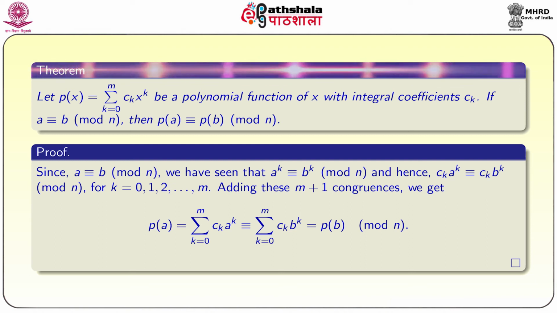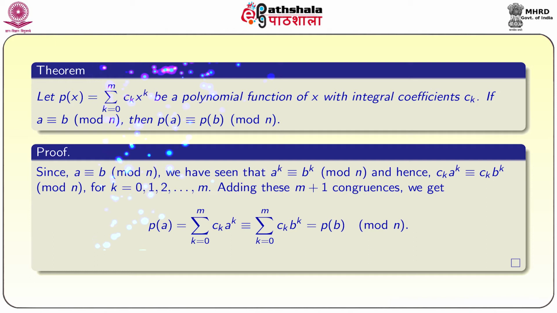Let p of x equal to summation k equal to 0 to m of c_k x power k be a polynomial function of x with integral coefficients c_k. If a is congruent to b mod n, then p of a is congruent to p of b mod n. It may happen that p of a is not equal to p of b, but p of a is congruent to p of b mod n. That means that n divides p of a minus p of b, or otherwise p of a and p of b will leave the same remainder if we divide by n. Now, we look at the proof for this theorem.